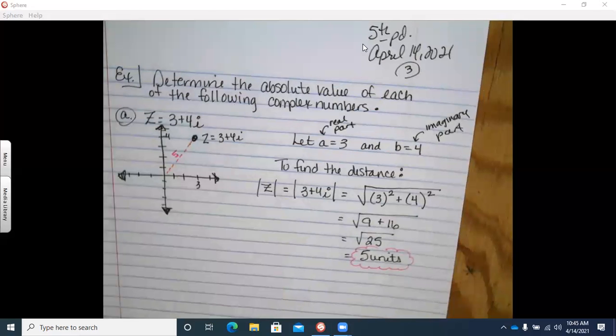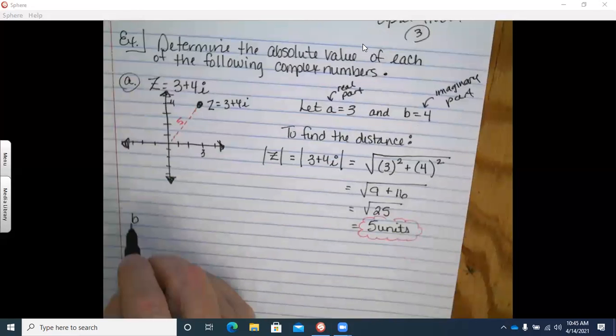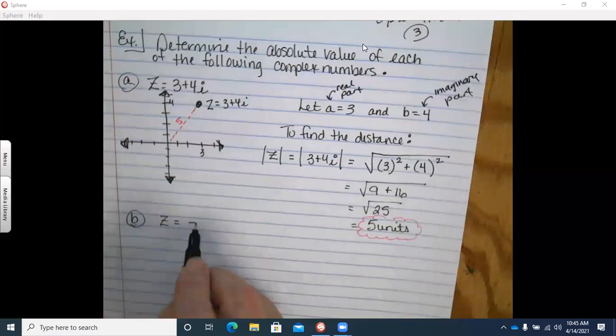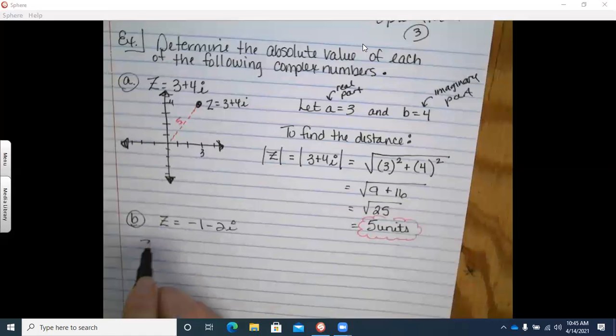Tough stuff, right? All right, let's do example B. We're going to have z equals -1 minus 2i. Again, you can draw the graph if you want to, but we don't have to. We want to find the absolute value of the complex number. The absolute value of z equals the absolute value of -1 minus 2i.